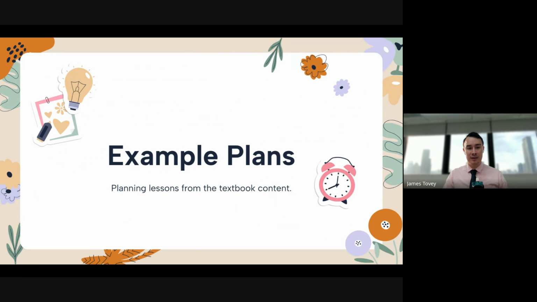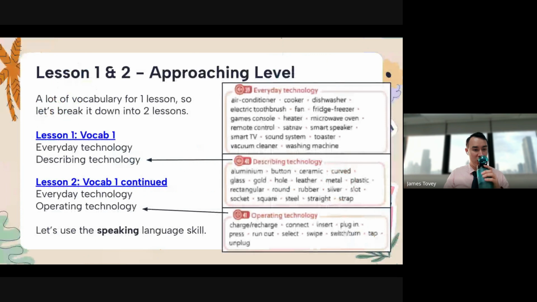All right, now let's continue on to some example plans. I won't be able to go into great detail here because we are limited with time, but we'll see what we can get done. I will post all my plans online so people can have a bit of a look anyway. And remember, there's many different ways to do your lessons. It's just how can we take this information from the masterclass? So first of all, let's look at the approaching level.